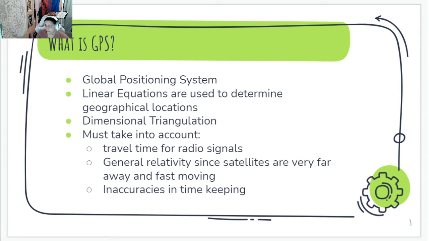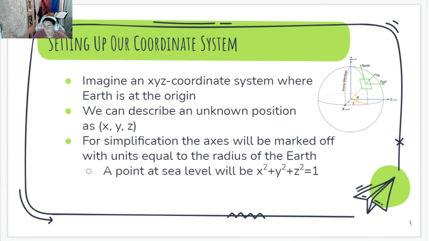You have to take into account travel time for radio signals, general relativity since satellites are very far away and fast moving, inaccuracies in the time between the GPS unit and the satellite, and the way radio signals pass through the Earth's atmosphere. But in this example, we are assuming exact geometric knowledge, and we're only looking at 4 satellites, whereas in real life there may be many more satellites than that. So here's our coordinate system. It's basically a 3-dimensional coordinate system where the Earth is at the origin, and we are using units of the radius of the Earth for simplification.